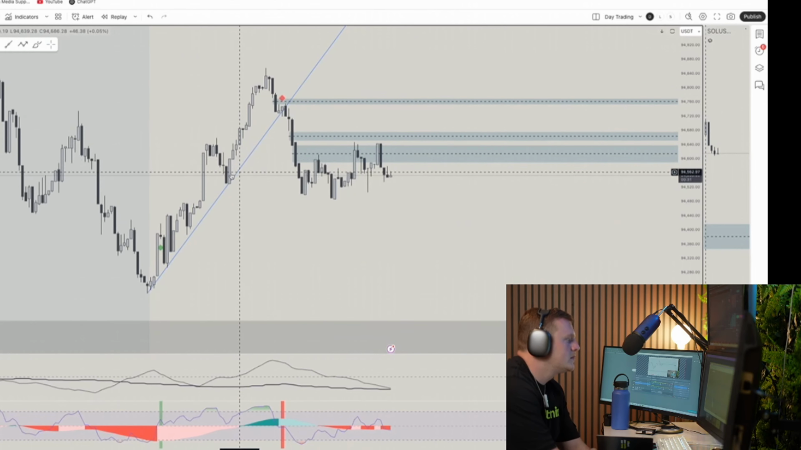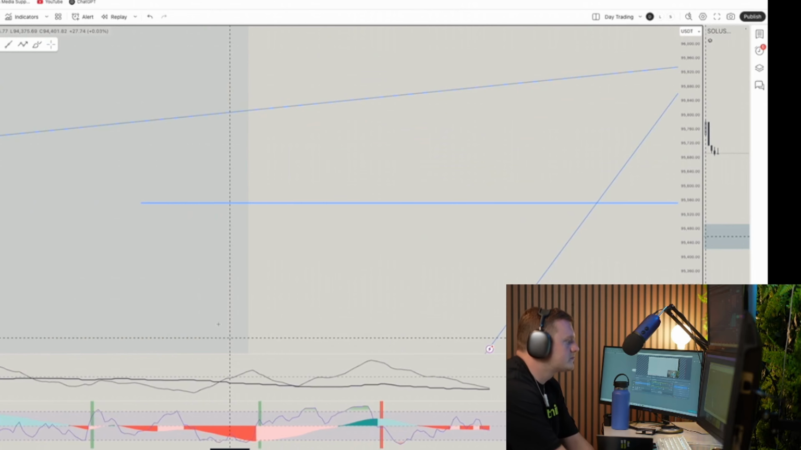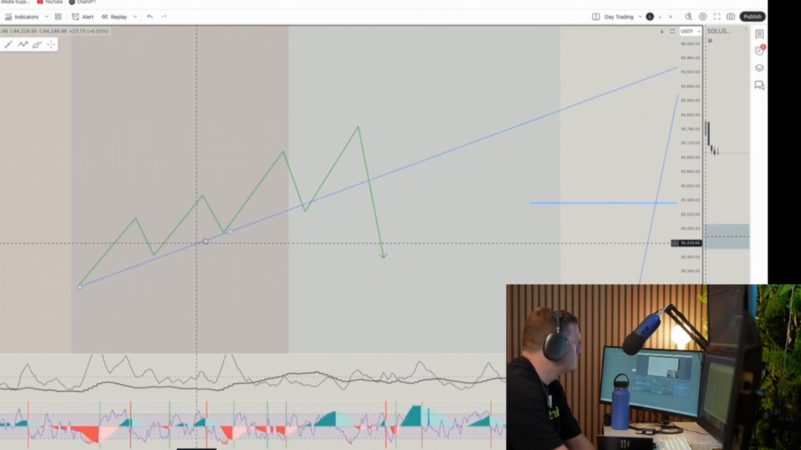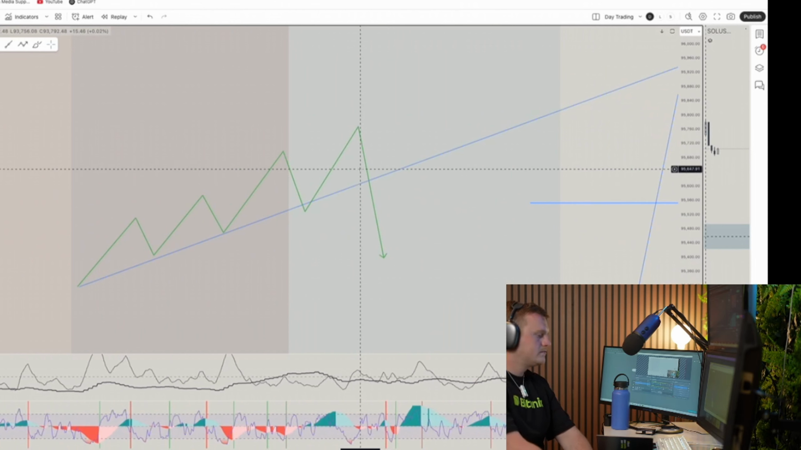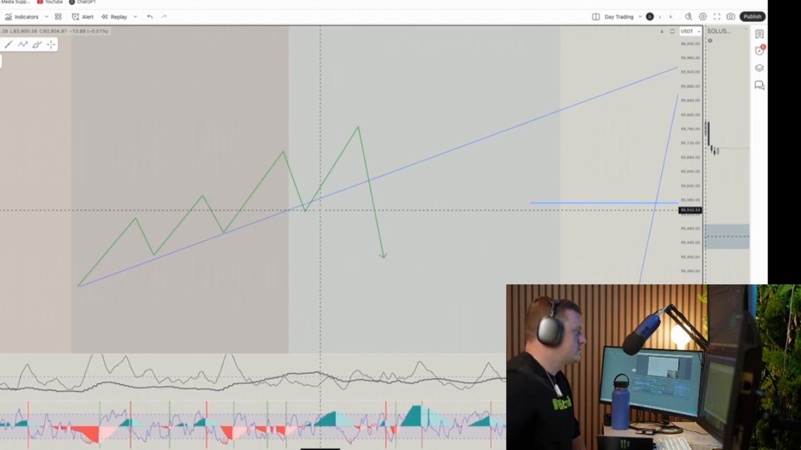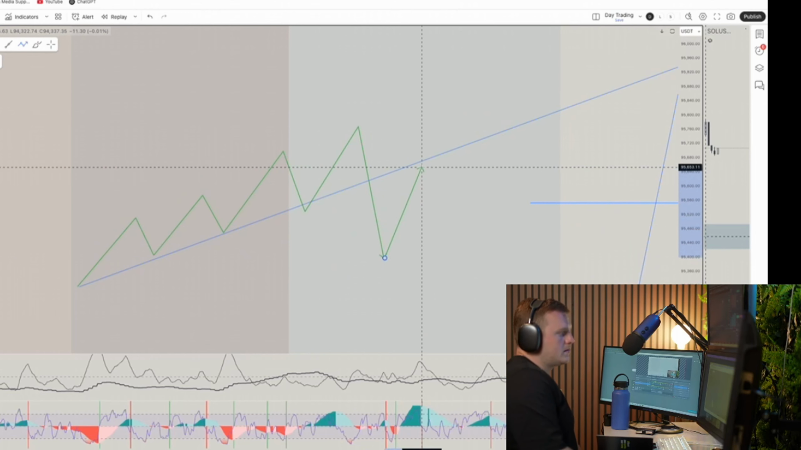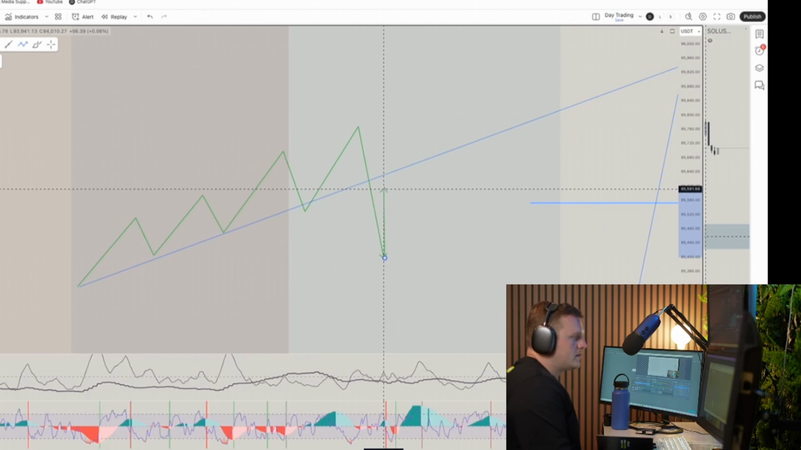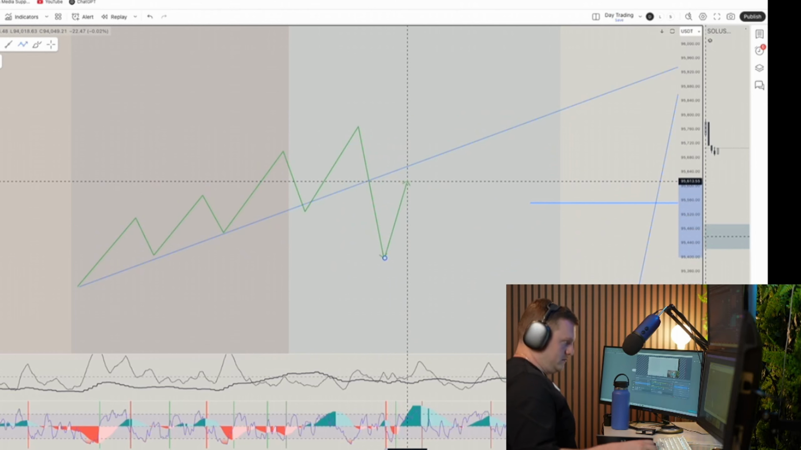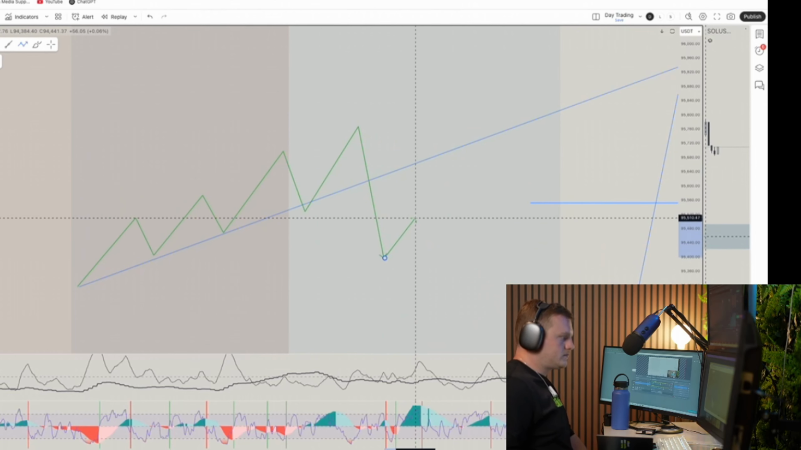Okay. So if we go back up to this easier to look at one, this displacement move, we want to see fair value gaps. And after we see fair value gaps, we want to see price snap back to these levels, fill the fair value gaps, and you might be asking yourself, well, what fair value gap do we trade? There's going to be multiple fair value gaps, right?